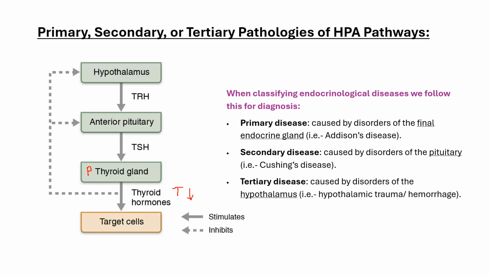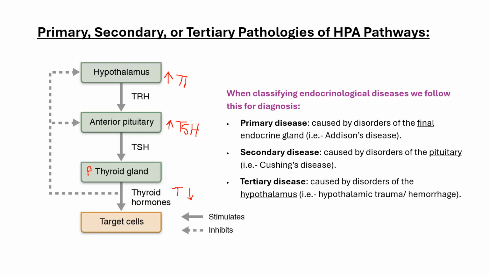Now, as a result, what will happen? This negative feedback is not there. So what will happen? This TSH will be more. The anterior pituitary will think something is wrong, the thyroid gland is not listening, I need to make more stimulating hormone, right? So that the thyroid gland can make the hormone. And similarly, the hypothalamus will think that I need to make more TRH. So there will be increased production of TRH, right?